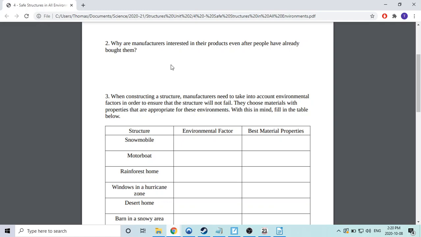A car manufacturer is another good one. Car manufacturers all the time are testing cars they've already sold. Why? Why do they care? It's already sold. Why are they interested? What reason might there be for that?